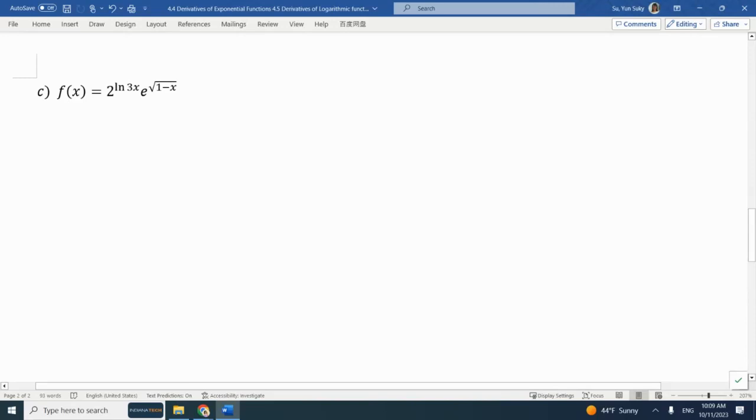Here we have 2 to the ln 3x and e to the square root of 1 minus x. Remember, we look from the outside to the inside. What's the outside format? You have something times something. It's a product. So we use the product rule.